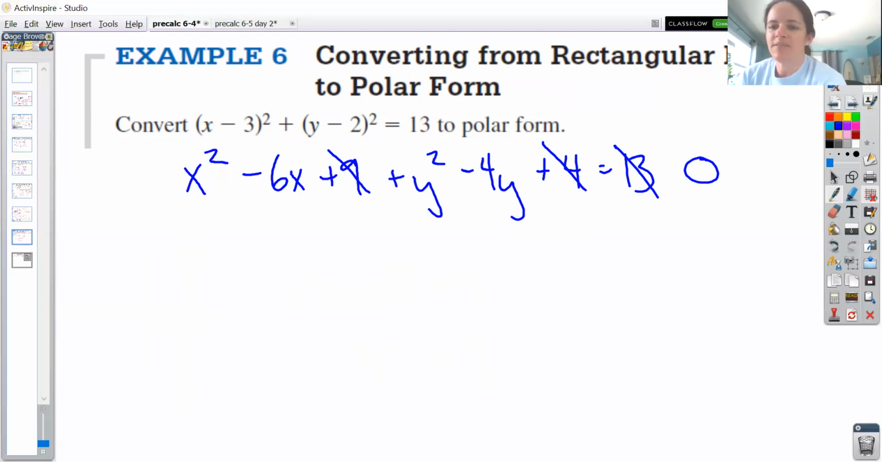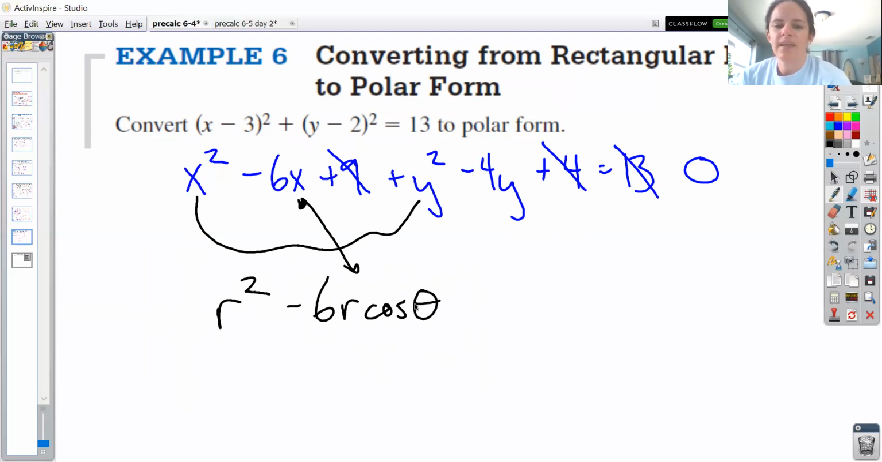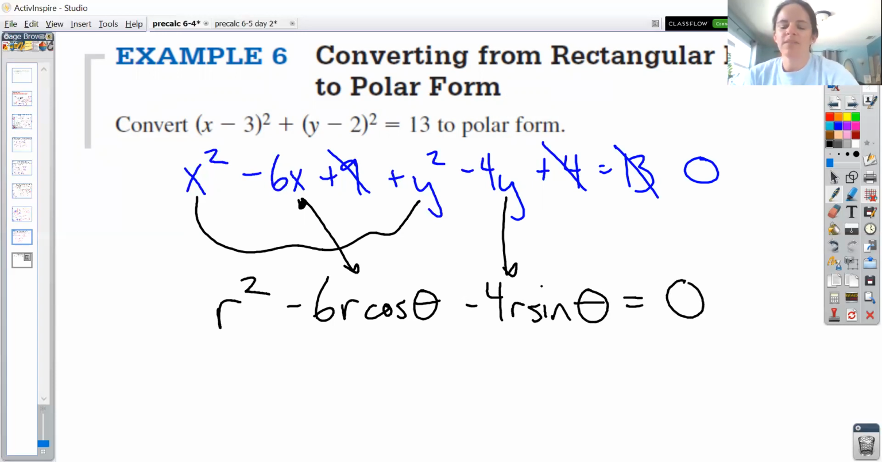And then let's substitute. I know that x squared plus y squared together equals r squared. And then I know that x equals r cosine theta. And then I know that y equals r sine theta. So I swapped out everything, and now look, I don't have any x's and y's anymore. I just have r's and thetas. So I'm mostly done converting. When I convert from rectangular to polar, I do, if possible, want to get this solved for r.